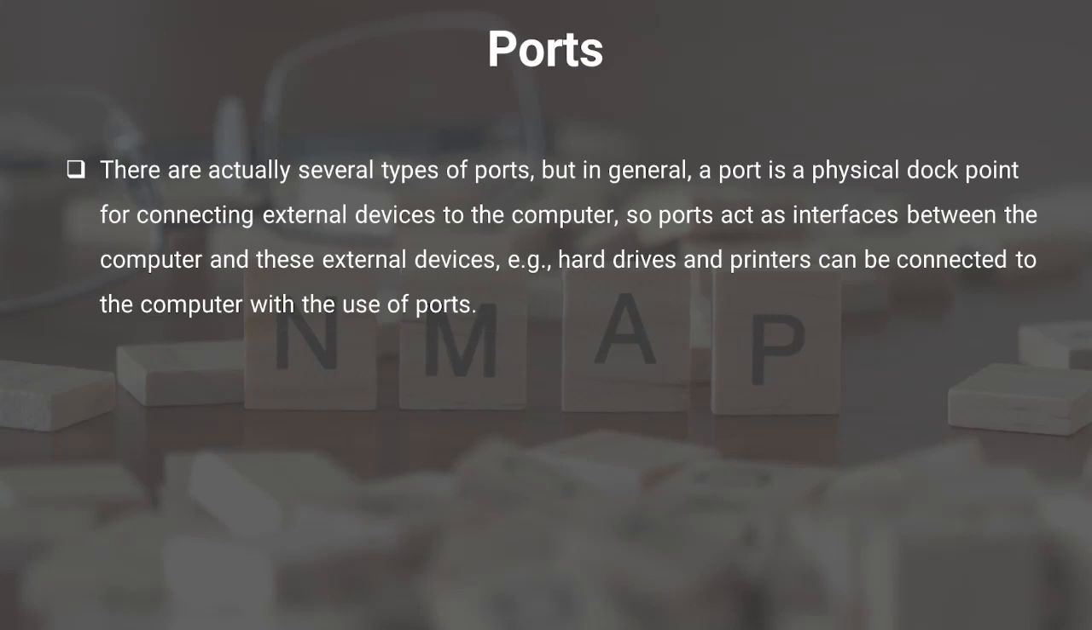There are actually several types of ports, but in general, a port is a physical docking point for connecting external devices to the computer. So ports act as interfaces between the computer and these external devices. For example, hard drives and printers can be connected to computers with the use of ports. So if you want to print something, connect to your hard drive, or type something in your browser in Google, you're using ports to connect to each device. These connections go through the ports.